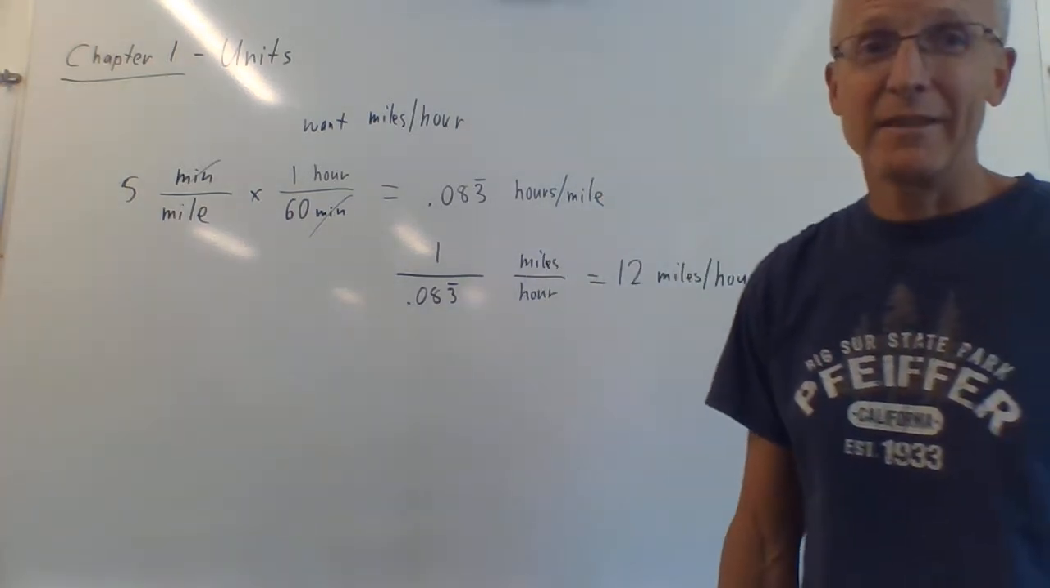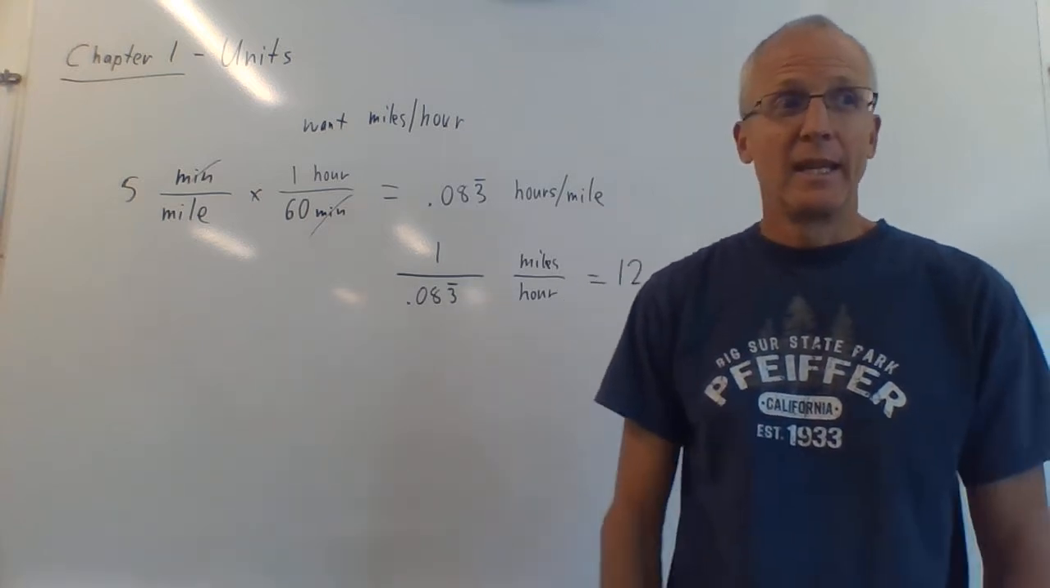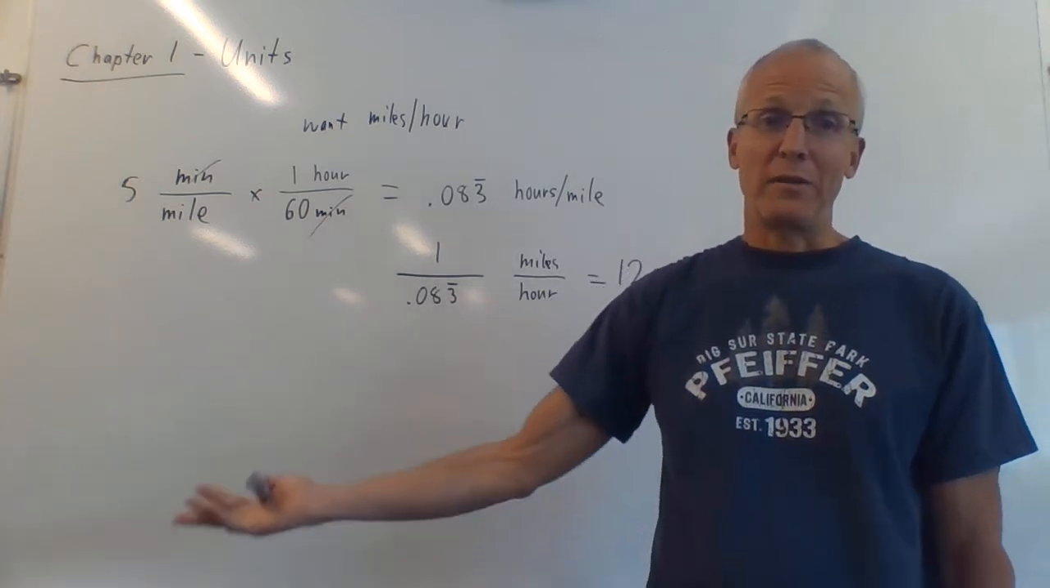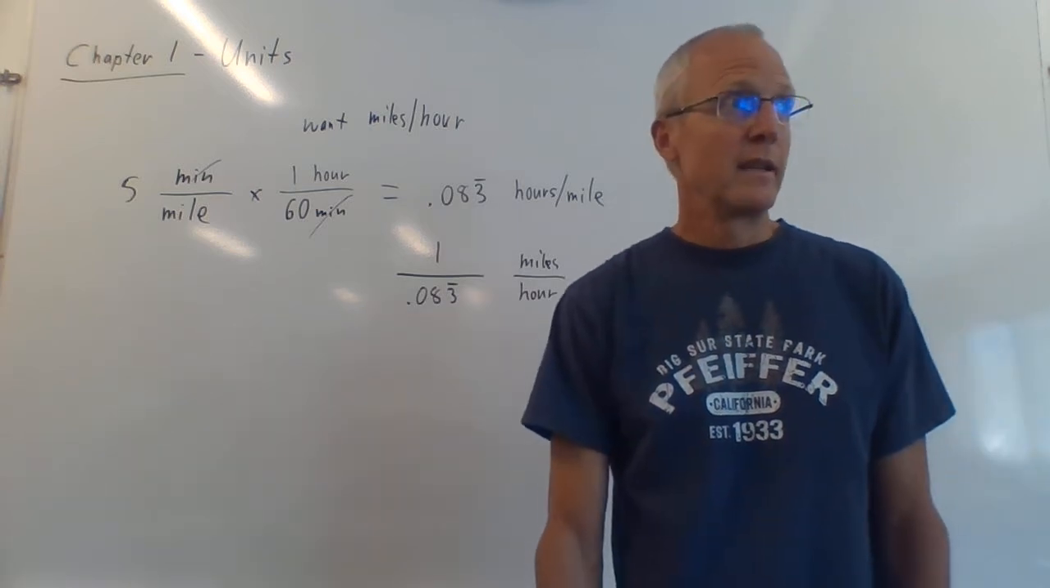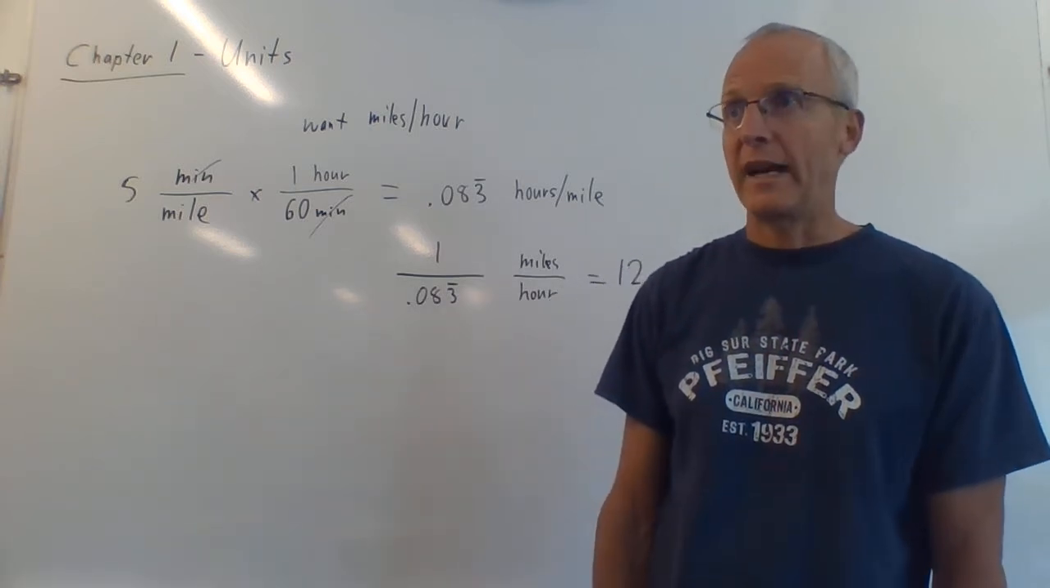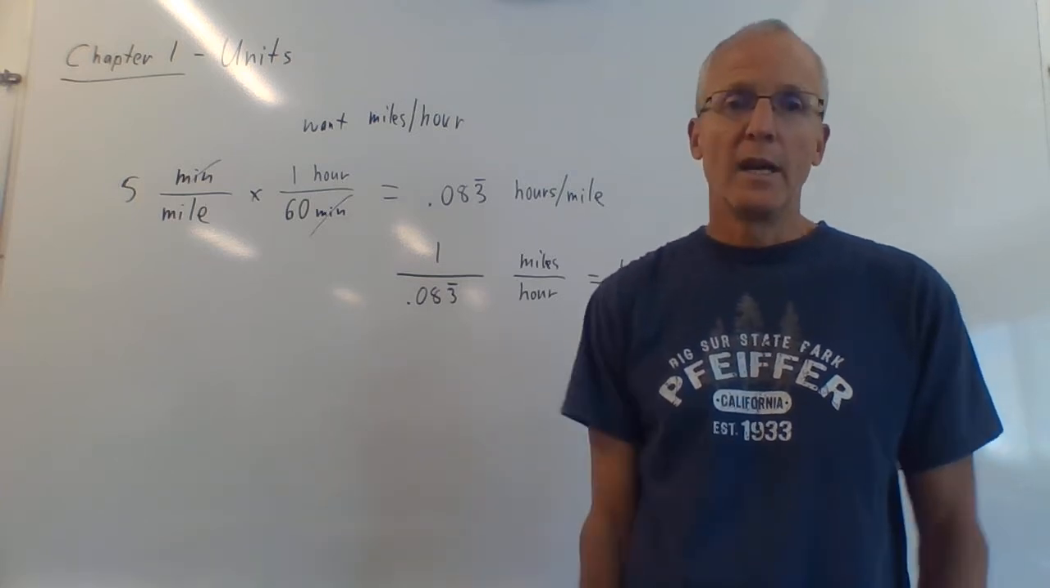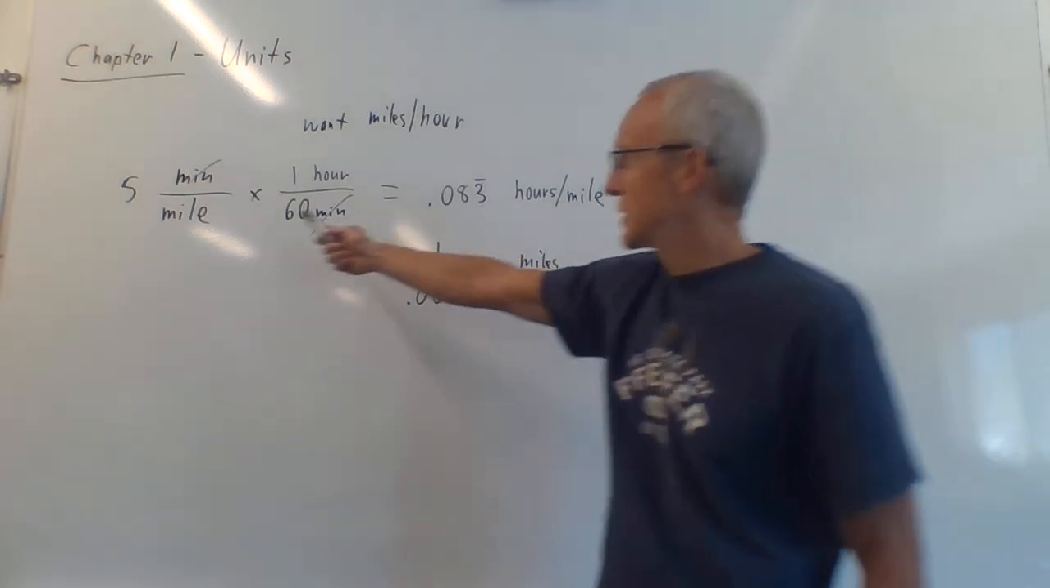Now we could have guessed that, right? If you're running 5-minute miles in an hour, how many 5s fit in an hour? That's 12 5s fit in an hour, right? So 1 mile takes 5 minutes, 2 miles takes 10 minutes, 3 miles takes 15 minutes, and you get up to 12 miles. So we could have guessed that because 5 is pretty easy.